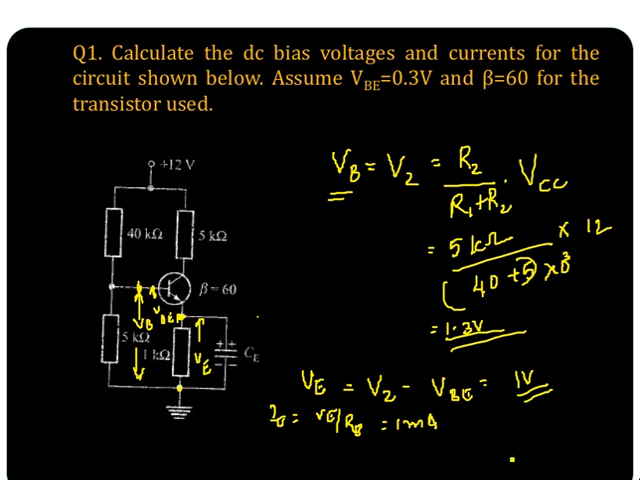The collector voltage, you need to get VC also. You are asked to find the DC bias voltages. What about VC? VC equals VCC minus IC RC. You can assume IC to be approximately equal to IE. With that assumption, you will get 12 minus 1 milliampere into RC, which is 5 kilo ohm, and you will get VC as 7 volt. So finally, what is the collector to emitter voltage, the VCE?